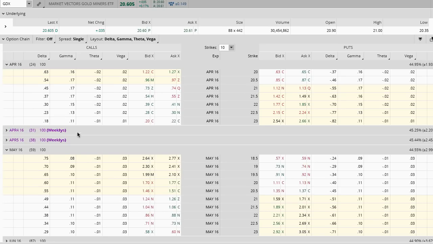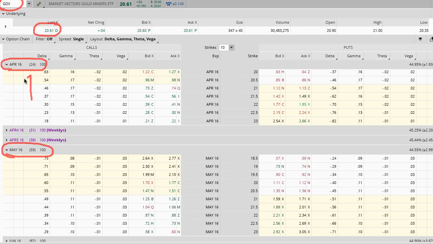But let's really dig deep here and look at some examples. So this is my live broker platform. Right now we're looking at GDX. Why GDX? Because I just typed it in and we're just looking at it, okay? The stock right now is trading at 20.60. This is an ETF for gold. And I've got 2 contract months open. I've got the April expiration and I've got the May expiration.